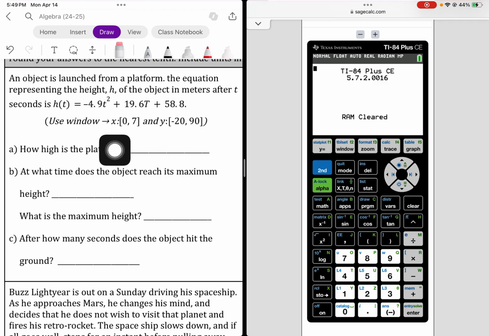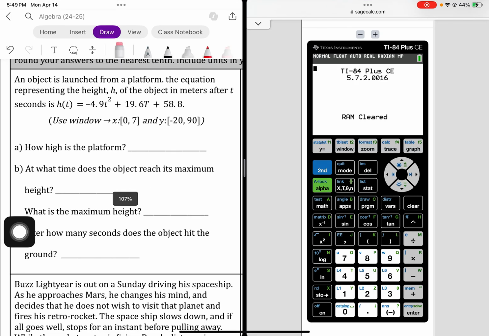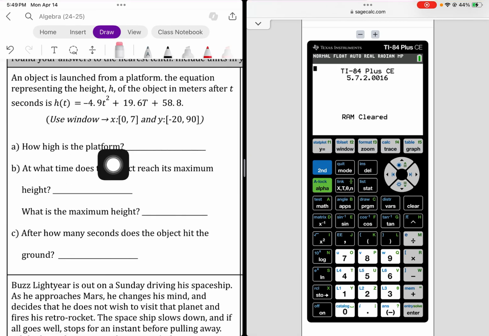This window is saying, hey, I want you to change it so that you can see the graph from 0 to 7, and where the y-axis is only from negative 20 to 90, because we're probably not going to be able to see this graph after we plug it in. We're going to be able to ask ourselves, how high is the platform? At what time does the object reach its maximum height? What is the maximum height? And how many seconds until the object hits the ground?